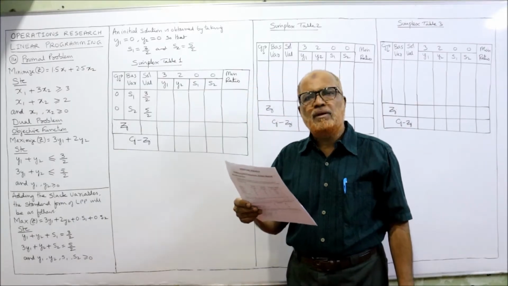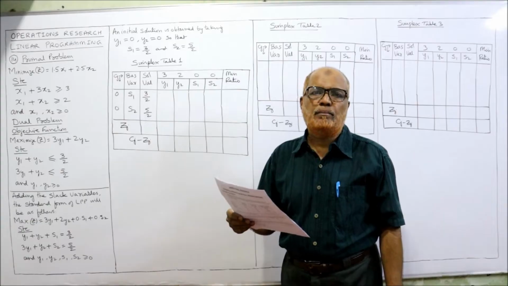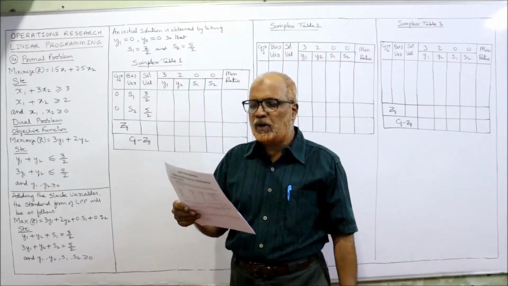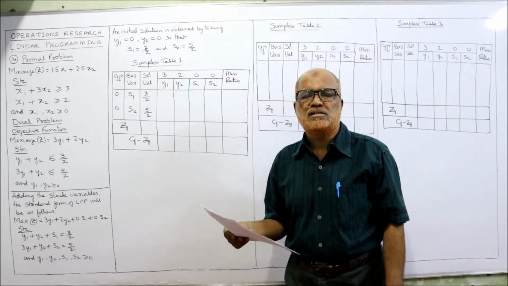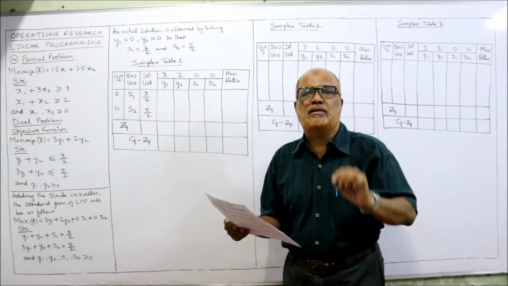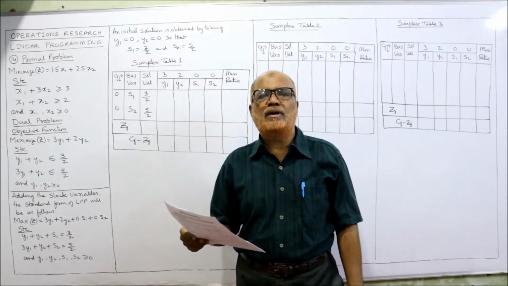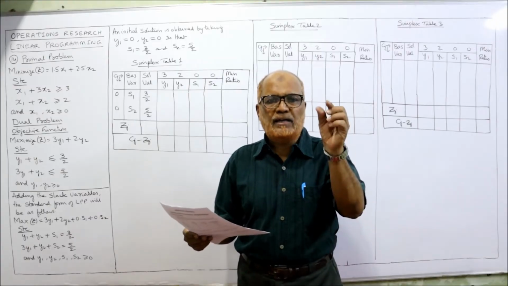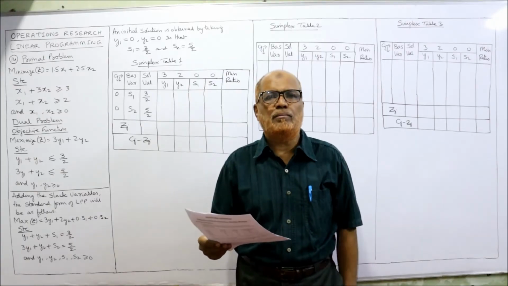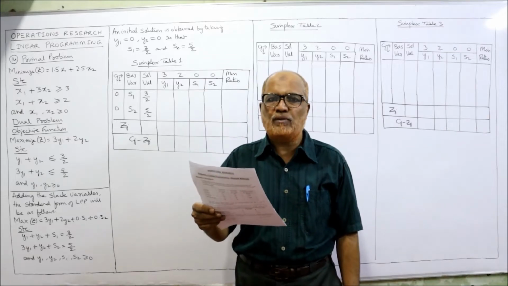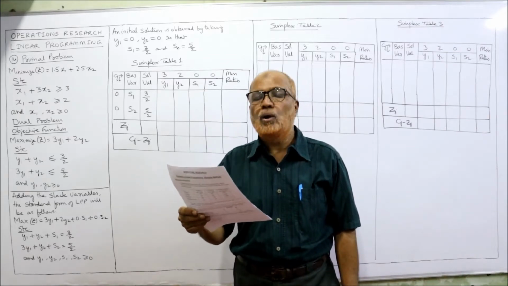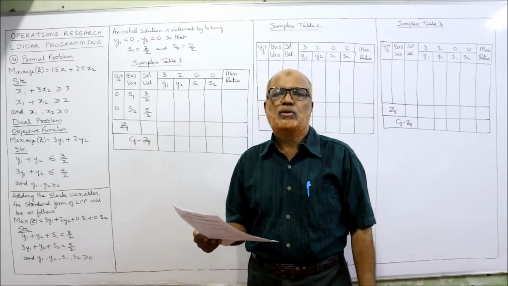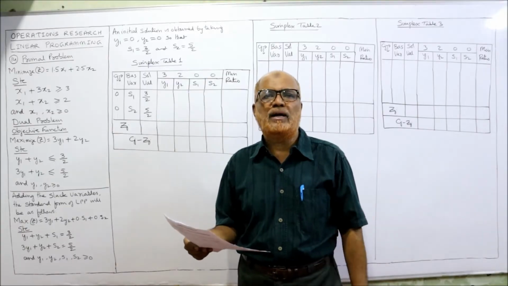The primal problem is minimization. The dual problem will become maximization. So minimize z is equal to 1.5x1 plus 2.5x2. Actually in our calculations it is not suitable to take decimals. Instead of 1.5 we can take 3 by 2. 3 by 2 or 1.5 means same. But by taking 3 by 2 our calculations will become simple. Similarly 2.5x2, instead of writing 2.5 we can take 5 by 2.